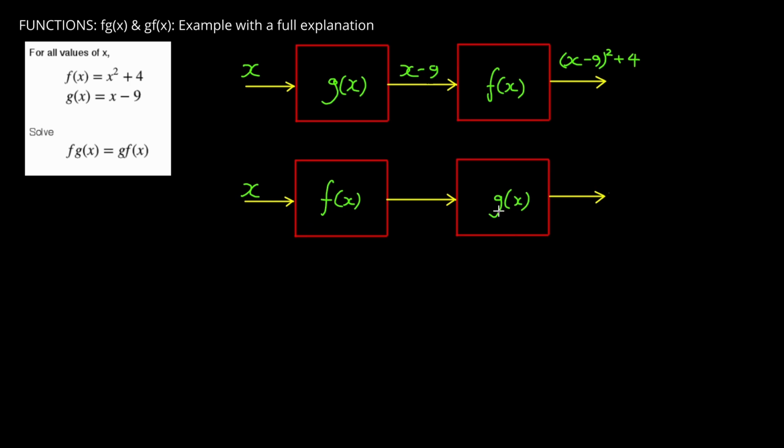Now let's have a look at the right-hand side of the equation. X goes into the f function first and becomes x squared plus 4. Again, the same argument applies. The g box on its own to produce an output of x minus 9 has x on its input. But here we don't have x on its input, we have x squared plus 4. So wherever I see an x in the function's rule, I must write x squared plus 4. So this is going to be x squared plus 4. That represents now the new value of x minus 9.